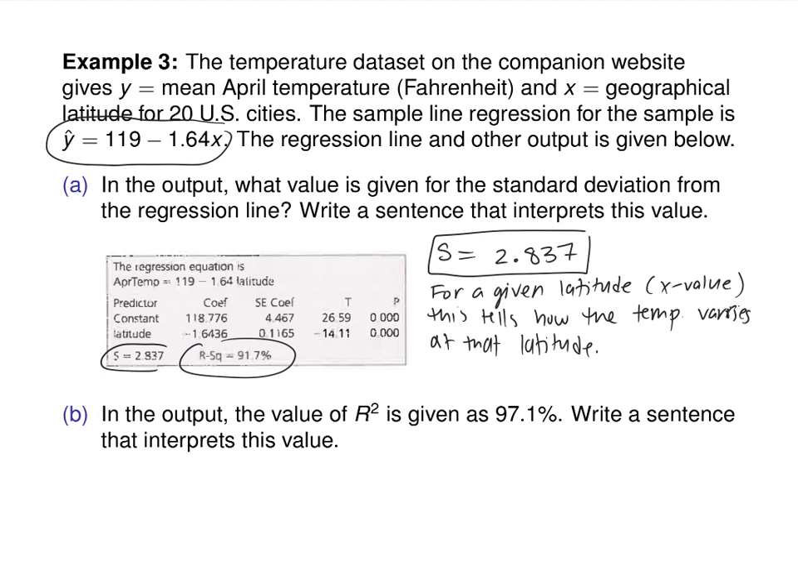Okay, and the R squared is given as 97.1. Write a sentence that interprets this, and that's just the second thing I circled. So R squared equals 97.1. So this is the proportion of variation in Y explained by X. So just fill in what Y and X are. Yeah. Is it not 91.7? Oh, it's 91.7, sorry. Oh, I'm so sorry.